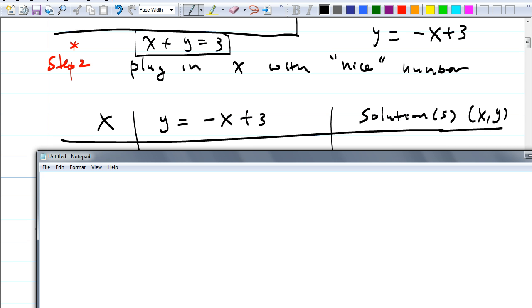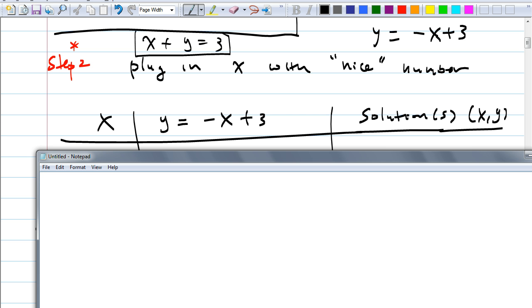So we're going to get solution or solutions. Okay, so write that down. We're going to do a little table. It's going to have 3 columns. x. The other one is y. It tells you what y is in terms of x. And the last column is your solutions, in this form, x comma y.